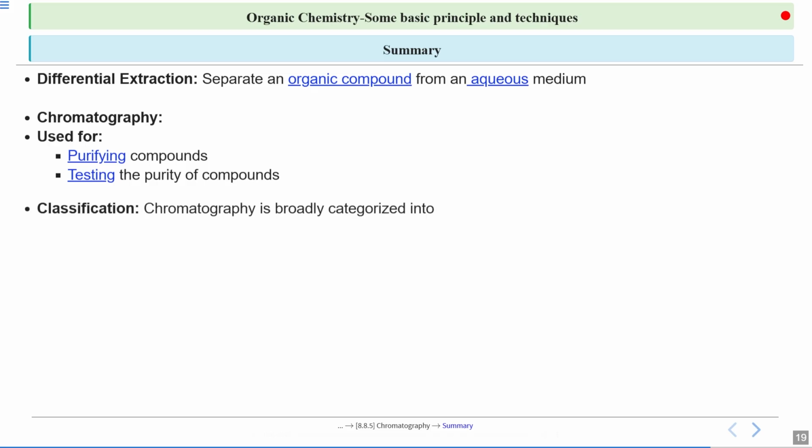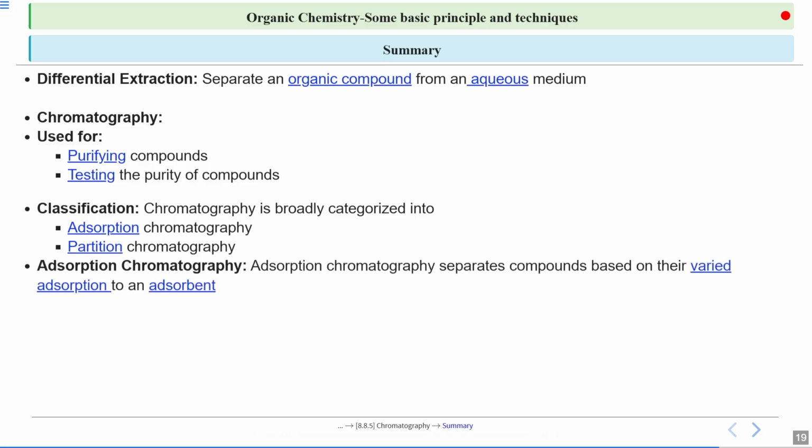Then chromatography is classified into two types. The first one is adsorption chromatography. The second one is partition chromatography. The adsorption chromatography separates compounds based on their varied adsorption to an adsorbent. So we use a specific adsorbent like silica gel or alumina. Whereas in the case of partition chromatography, we use a chromatography paper. Now the adsorption chromatography also is of two types.